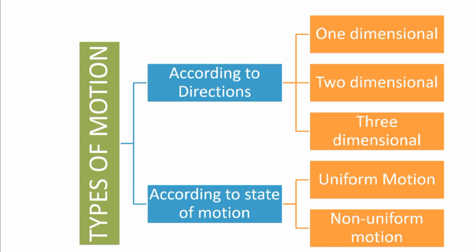Second one is called non-uniform motion. The object is performing non-uniform motion when it changes its speed or direction or both, like a roller coaster ride. Let's see how we can measure them using some physical quantities.